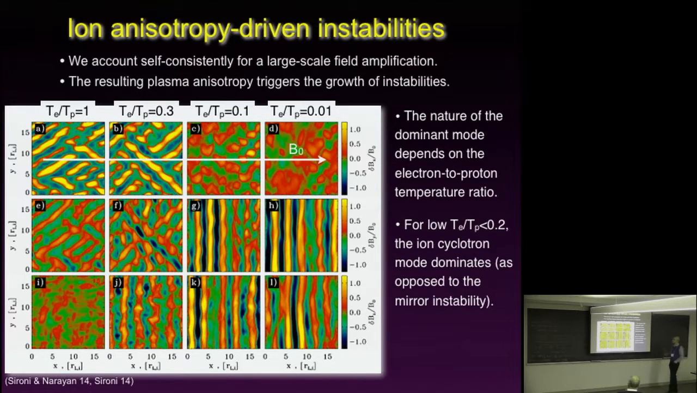And the instability changes nature, as you can see. For equal temperature, you primarily have these oblique modes. This is called mirror instability, but I will not have time to discuss the physics of the instability itself. For lower temperatures, 0.3 down to 10 to the minus 2, you have another instability growing and eventually dominating. As shown here, it's a different instability. It's called ion cyclotron. It's basically relying on the motion of the ions around the magnetic field. This goes unstable and drives these waves which are propagating along the magnetic field. So for low electron to proton temperature ratios, the ion cyclotron mode is expected to dominate.